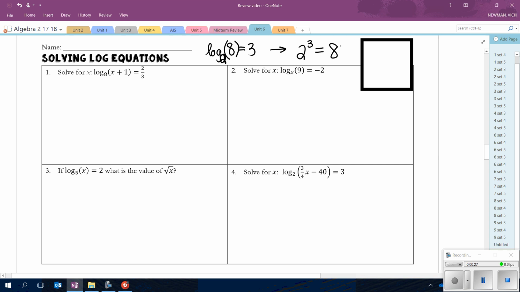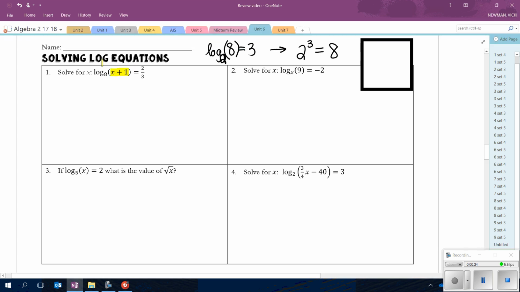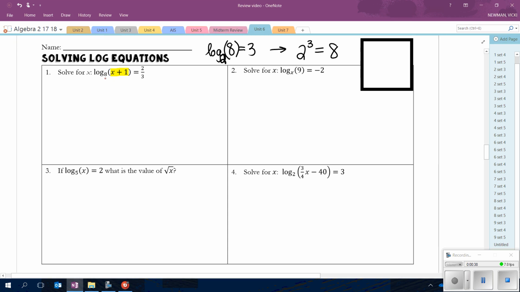So, log base 8. I want to solve for x, which is inside the log. So I need to get rid of the log. So since the log is by itself, I can change the form. 8 to the 2/3 is equal to x plus 1.